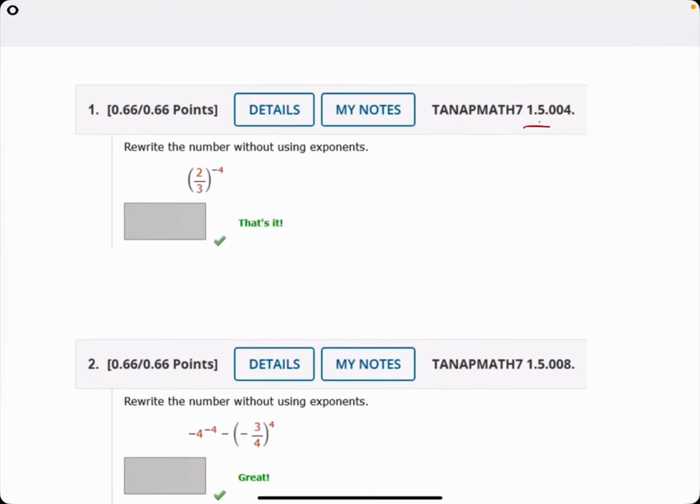Okie dokie, in this video we're knocking out WebAssign 1.5. Let's get into it. Rewrite the number without using exponents.